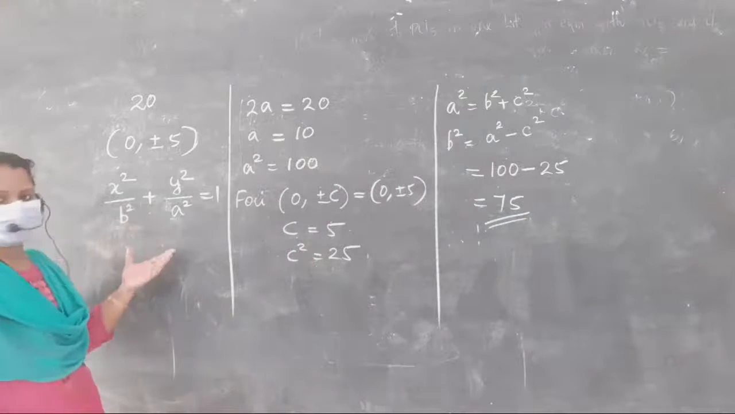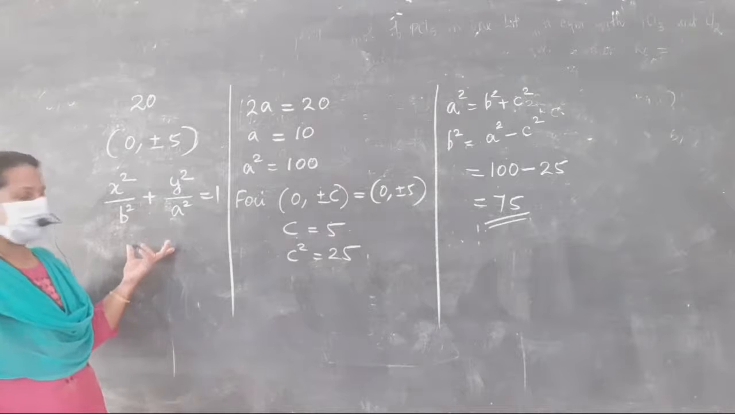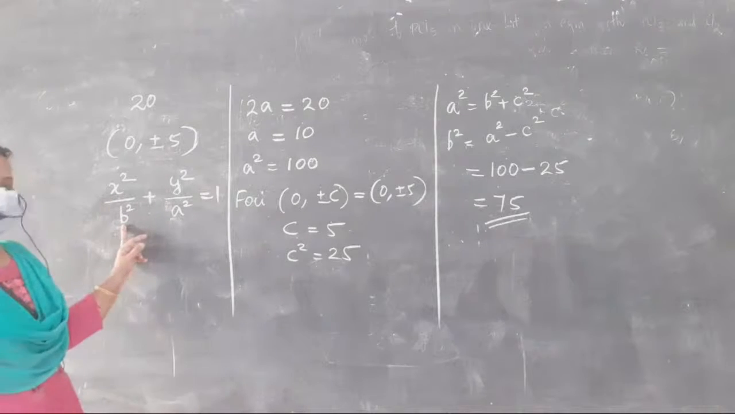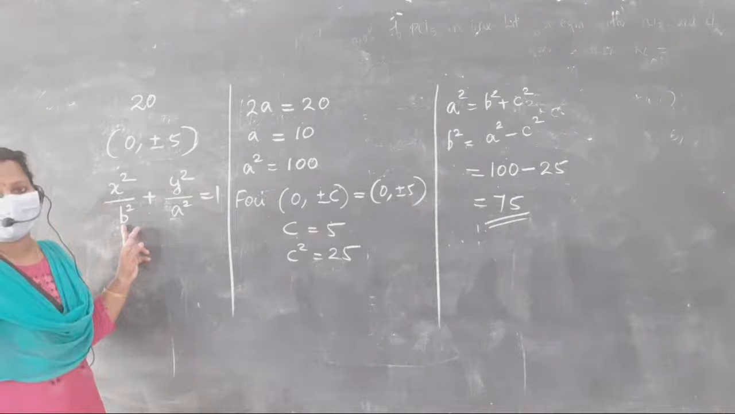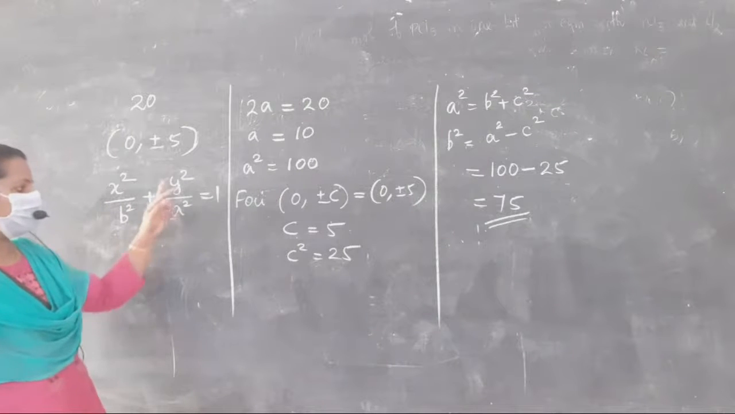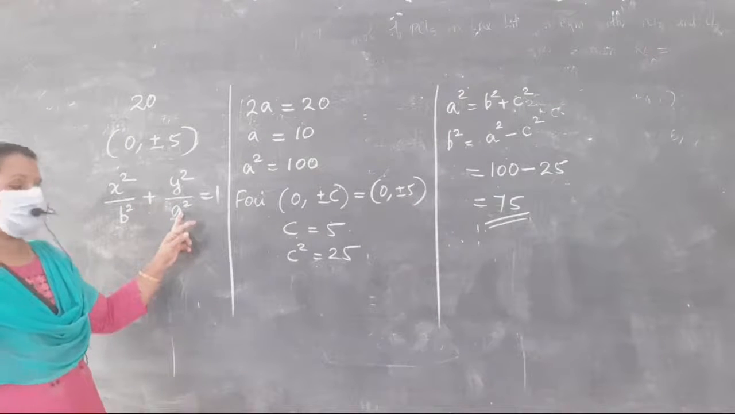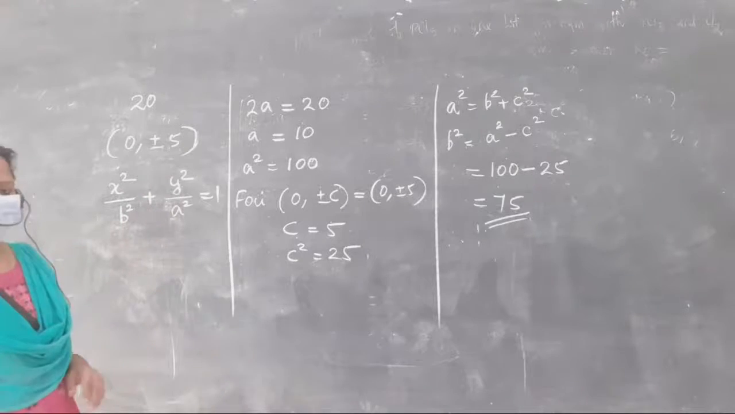Then write the equation: x square by b square 75 plus y square by 100 equal to 1.